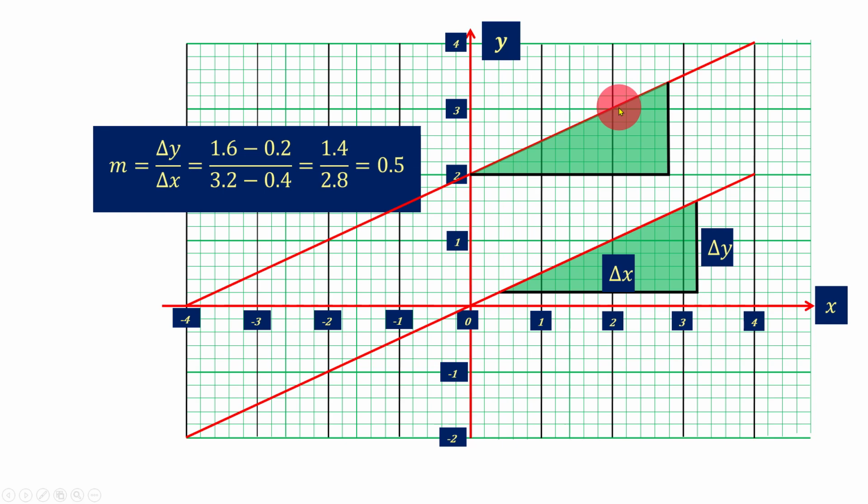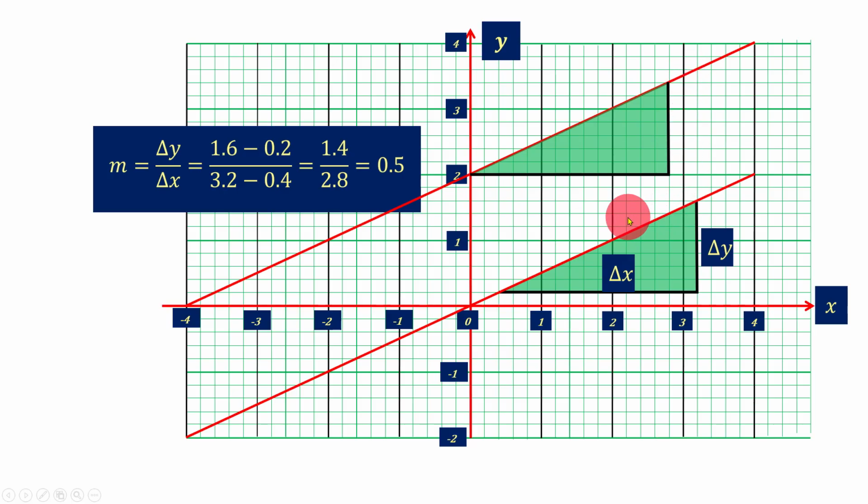But in this case, the steepness here and the steepness here are exactly the same. In fact, the other word for gradient is steepness. How steep is this line compared to this line? So the steepness or the inclination of the line is what we refer to as the gradient.